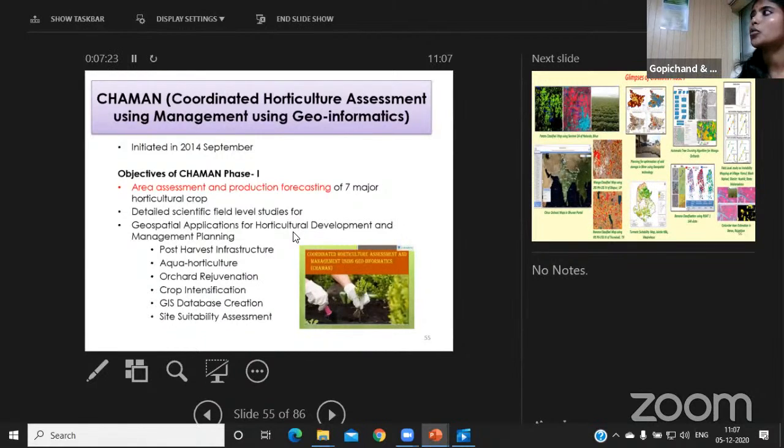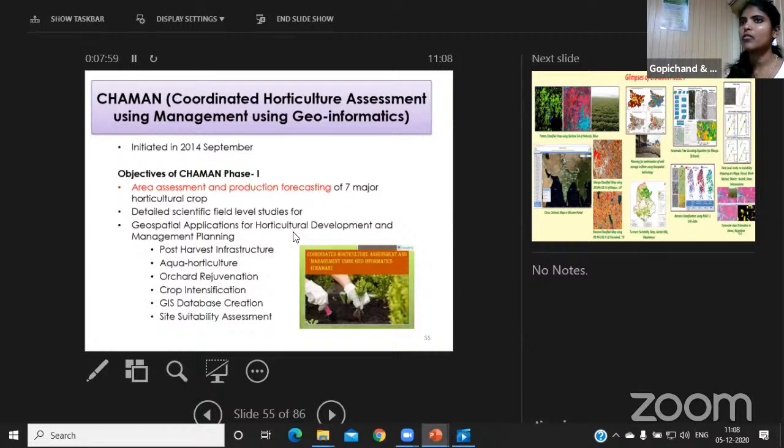CHAMAN, the Coordinated Horticulture Assessment using Geoinformatics, was initiated in September 2014. The objective was area assessment and production forecasting of 7 major crops: mango, banana, citrus, chili, onion, and potato. Detailed scientific field-level studies were conducted under the scheme. The Indian Agricultural Statistical Research Institute is conducting the survey under this program, and the national centre and the Indian Meteorological Department are also involved in forecasting the data.